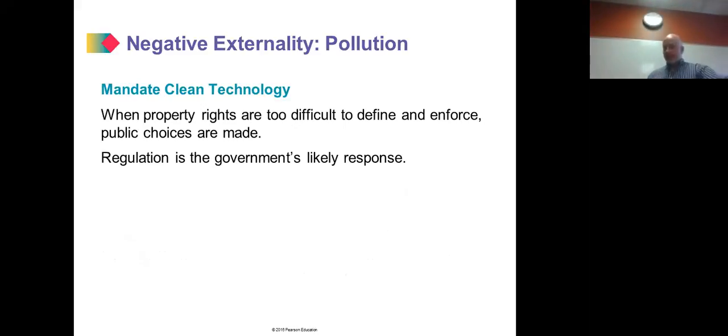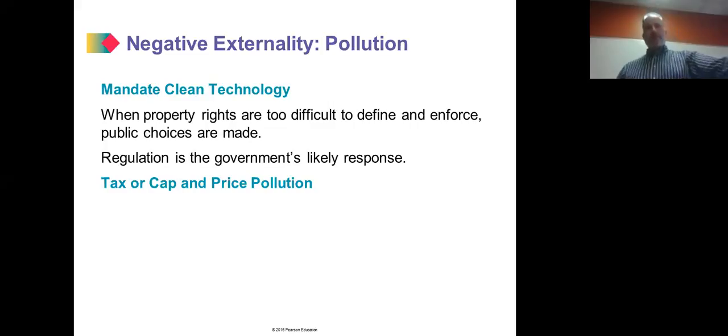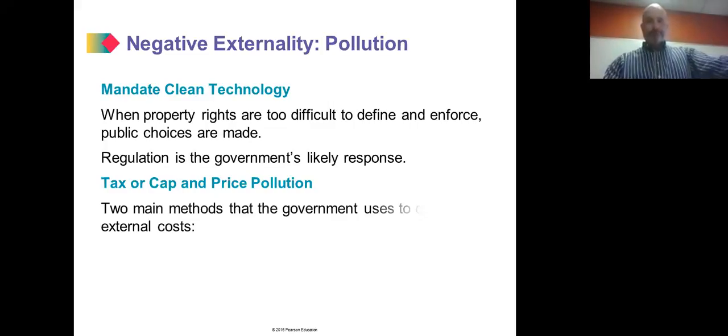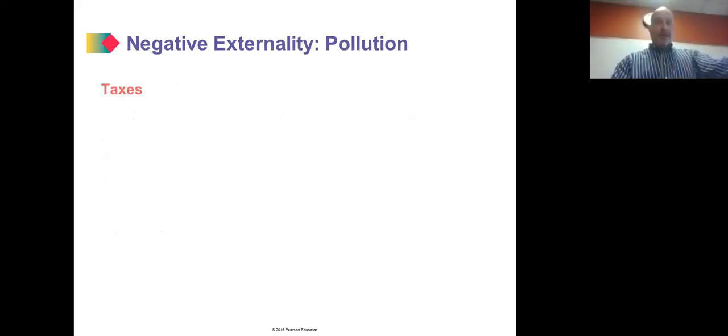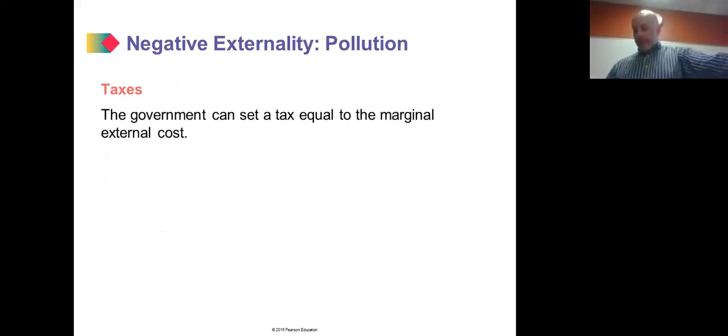And what's one thing that governments can do? They can issue mandates. Regulation is the government's likely response. They can tax or cap pollution. They can rely on taxes and cap and trade. Right now, taxes and regulation appear to dominate our news headlines today.